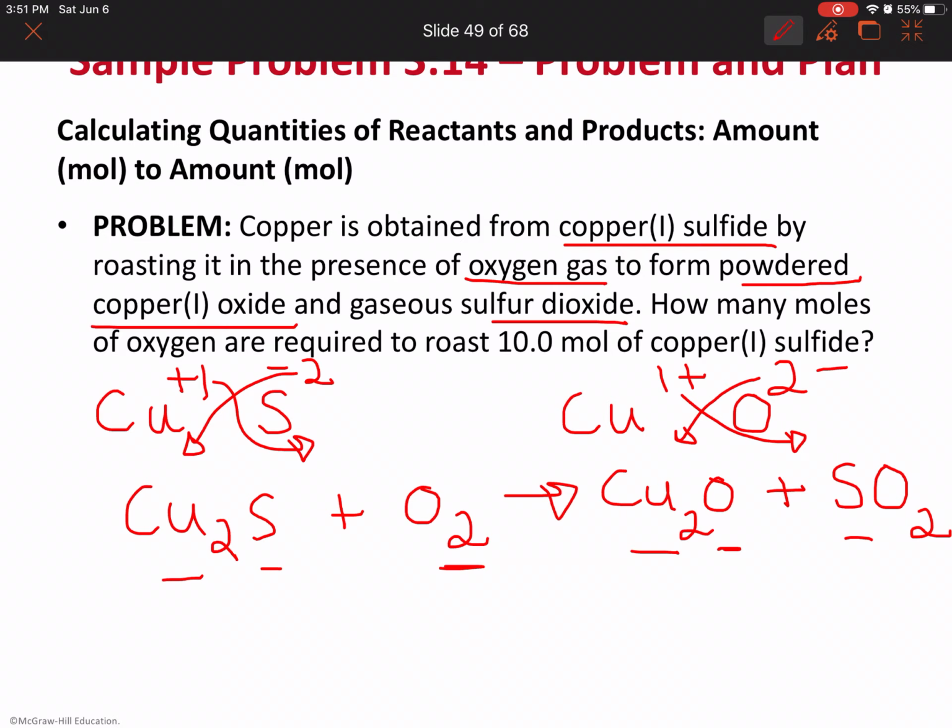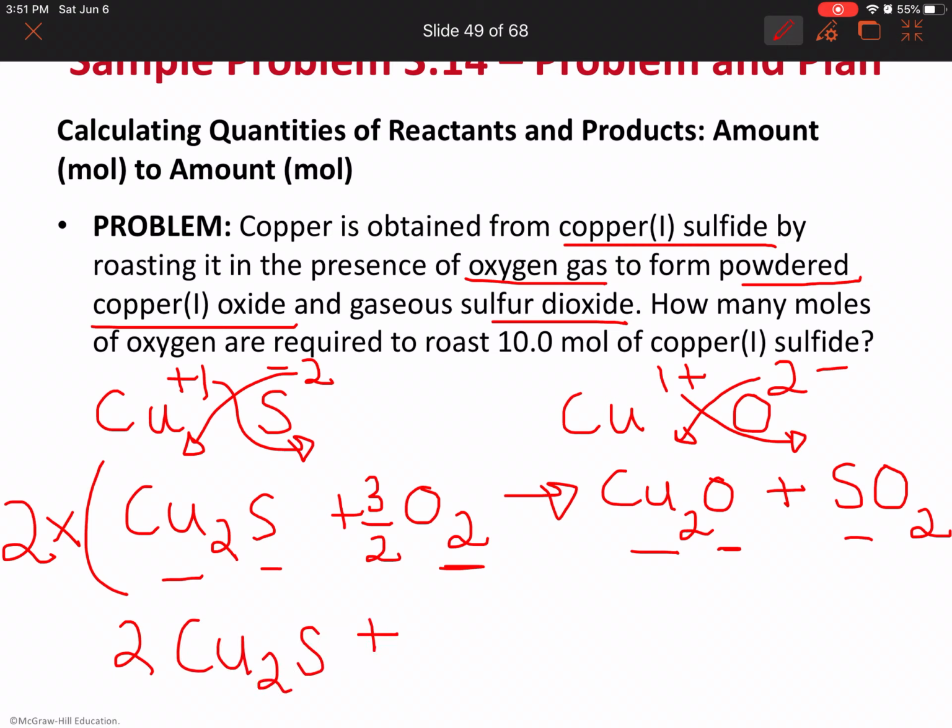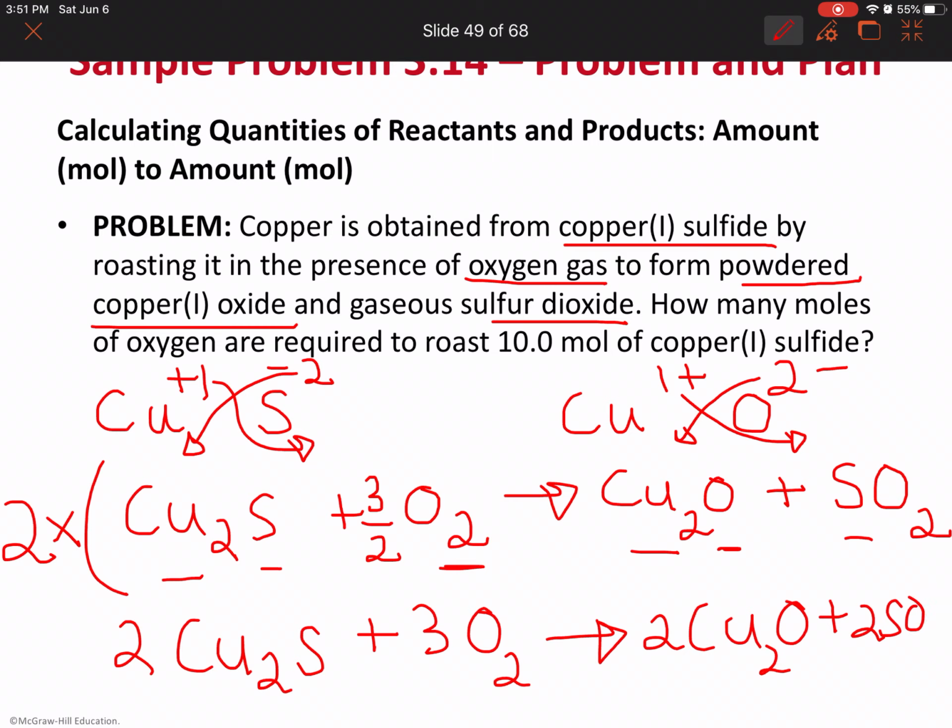If it comes as an odd number, remember we can do it like this to begin with, 3 over 2. 3 over 2 makes it 3 oxygen. But normally we don't keep it as a fraction. So to get rid of the fraction, you multiply the whole thing by 2. So that will give you 2 copper sulfide plus 2 times 3 over 2, 3 oxygen, and then 2 Cu2O plus 2 SO2. That's going to be our balanced equation.